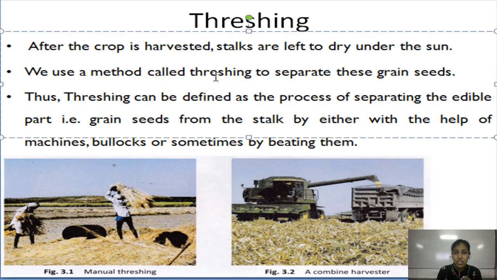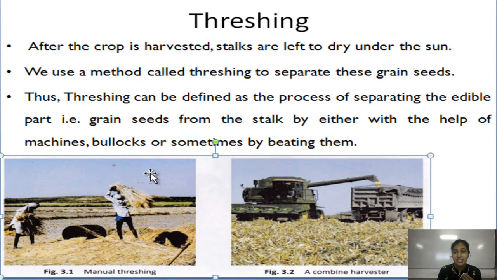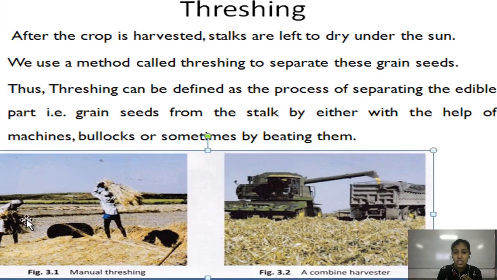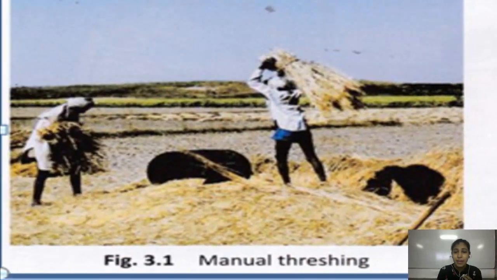So the second method is threshing. After the crop is harvested, stalks, that is the stems of rice and wheat, are left to dry under the sun. We use a method called threshing to separate these grain seeds. We can define threshing as a process of separating the edible part, that is grain seeds, from the stalk with the help of machines, bullock carts, or sometimes by beating them, as shown in the figure.